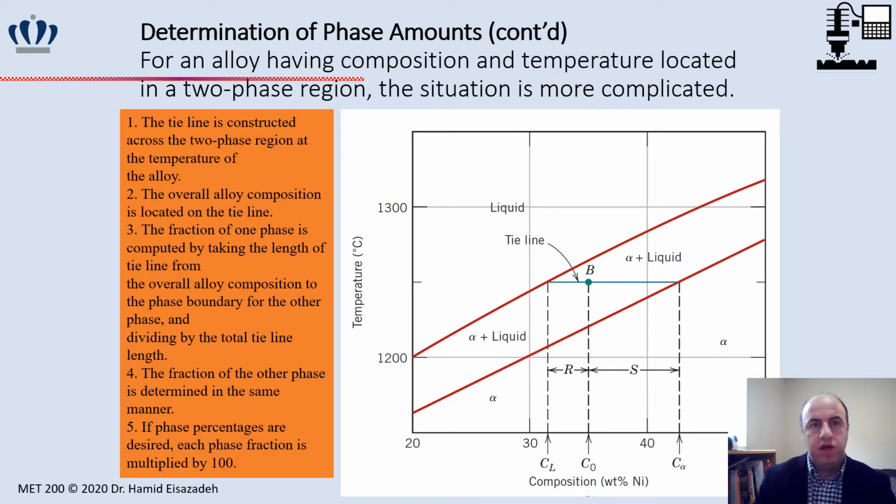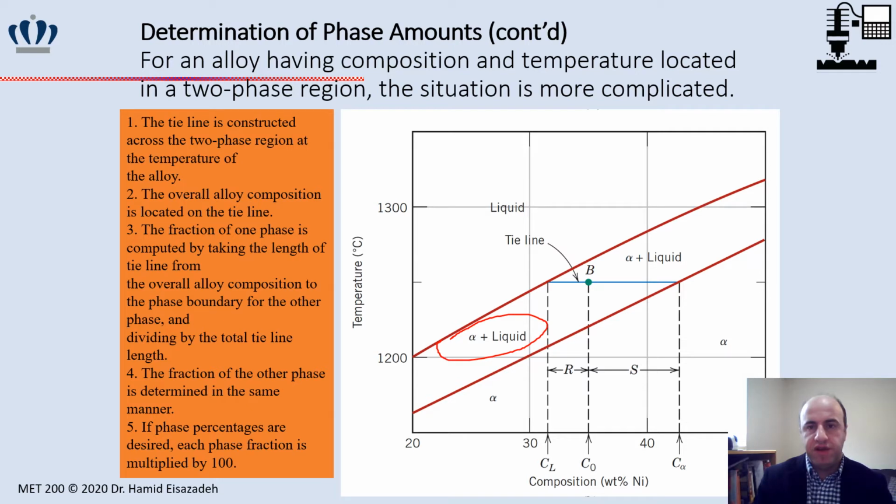Okay, here the instruction is written for you. Later you can download the PDF file of this presentation in the Blackboard and follow this instruction to determine the amount of phase when you are dealing with two phases. For example, in this case we have alpha. Alpha is a solid solution of copper and nickel, right?